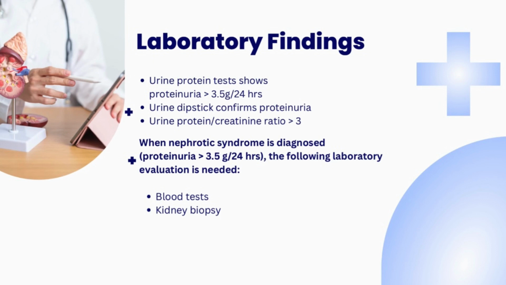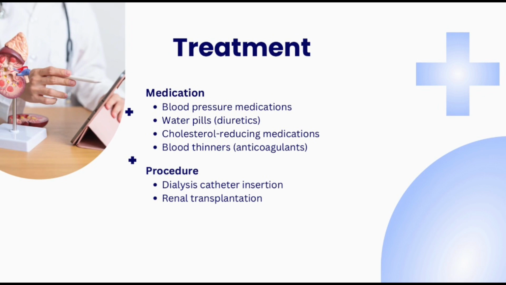The next one is the kidney biopsy. So the doctor might recommend removing a small sample of kidney tissue for testing. So during the kidney biopsy po, a needle is inserted through our skin and into the kidney. So kidney tissue is collected and sent to a lab for testing. So for the treatment, including the medication and procedure.